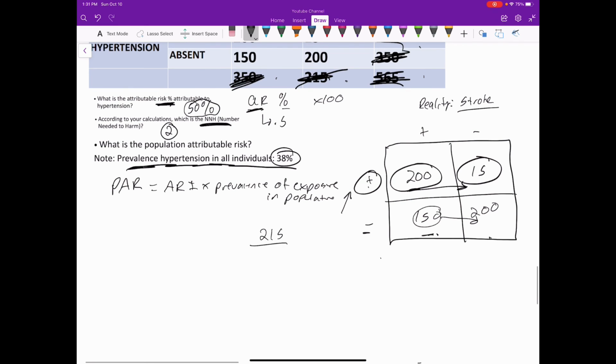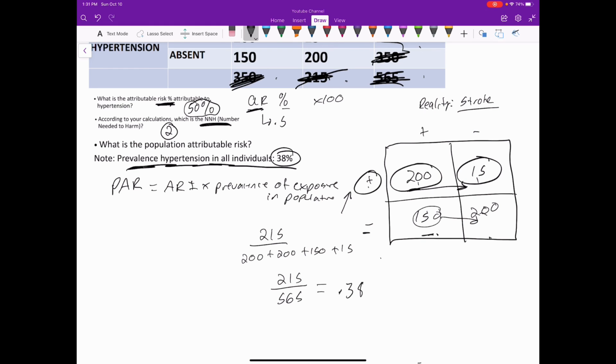And what's the total population? Well, you just have to add all these four things up: 200 plus 200 plus 150 plus 15, and it's going to equal 565. But I'm not doing this math, I'm going to put it in the calculator. So 215 over 565, and it's going to equal 0.38.